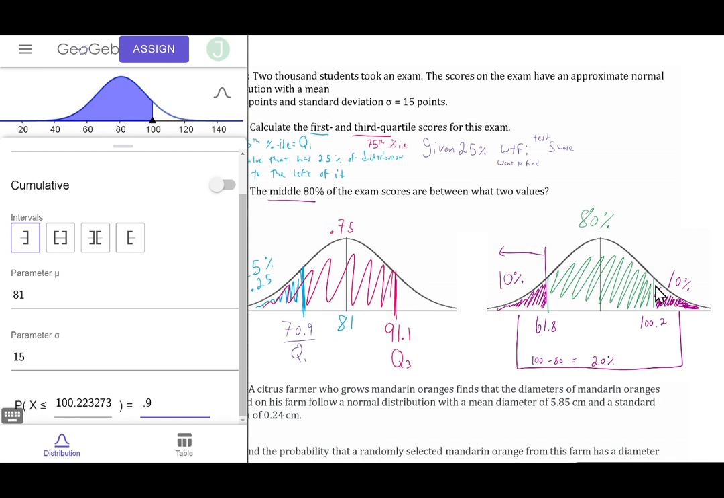Either we would find the value that has 90% of the scores to the left of it, or we could find the same value that has 10% above it. Basically the same thing though. Again, since we're given the percentages, we're being asked to find the exam scores, we're going to type our values into the equals portion of GeoGebra and get our score from inside the parentheses.